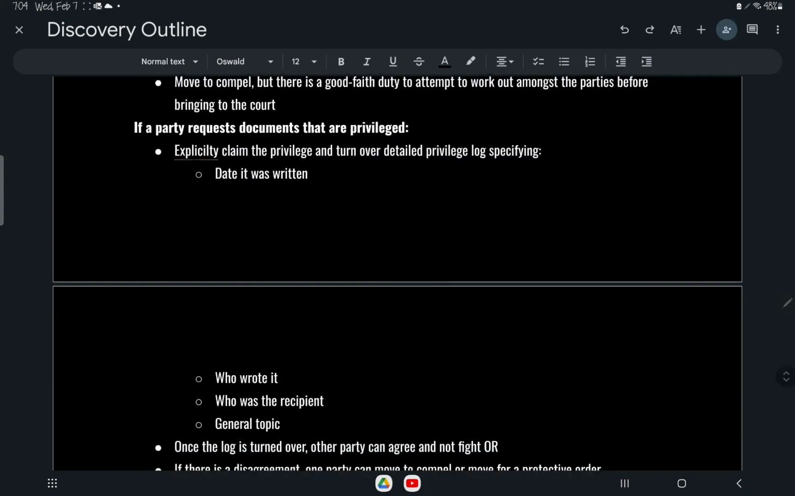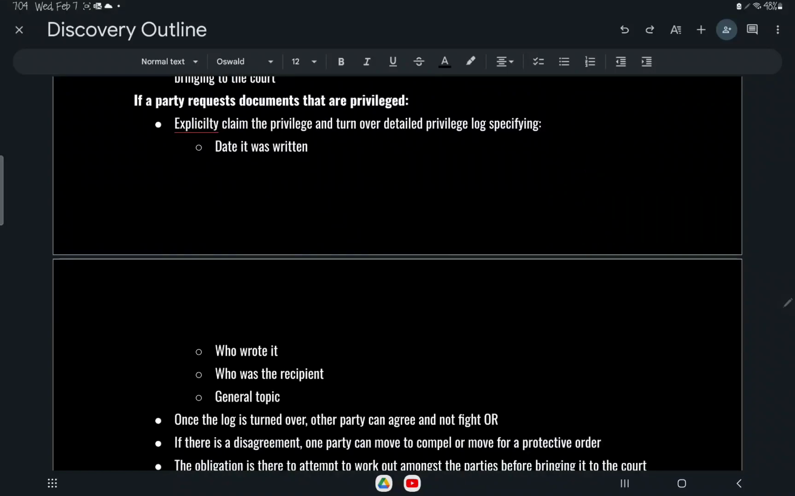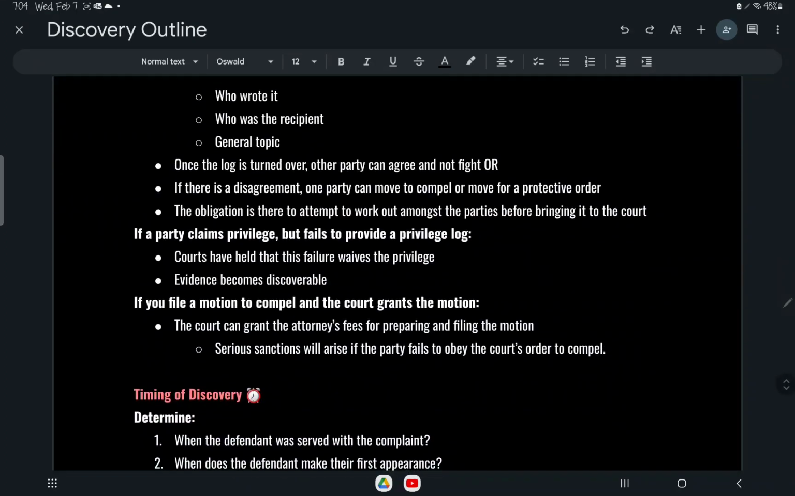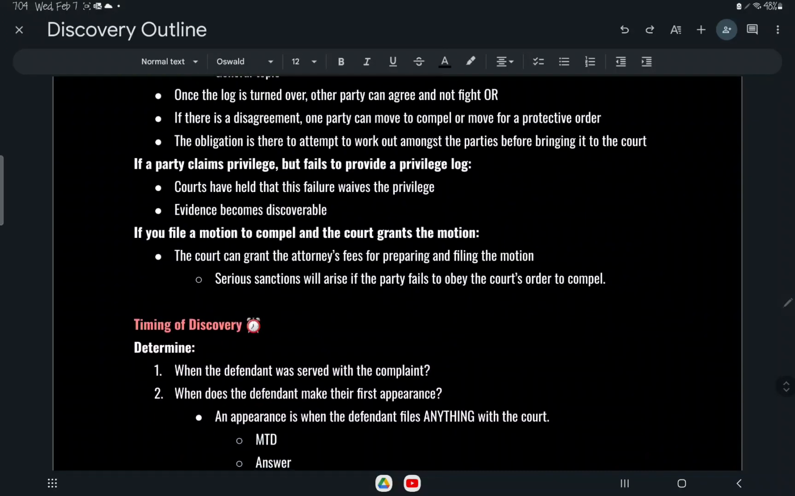If a party requests documents that are privileged, explicitly claim the privilege and turn over a detailed privilege log which specifies the date it was written, who wrote it, who was the recipient, and the general topic. Once the log is turned over, the other party can agree and not fight, or if there's a disagreement, one party can move to compel or move for a protective order. The obligation is there to attempt to work out amongst the parties before bringing it to the court.